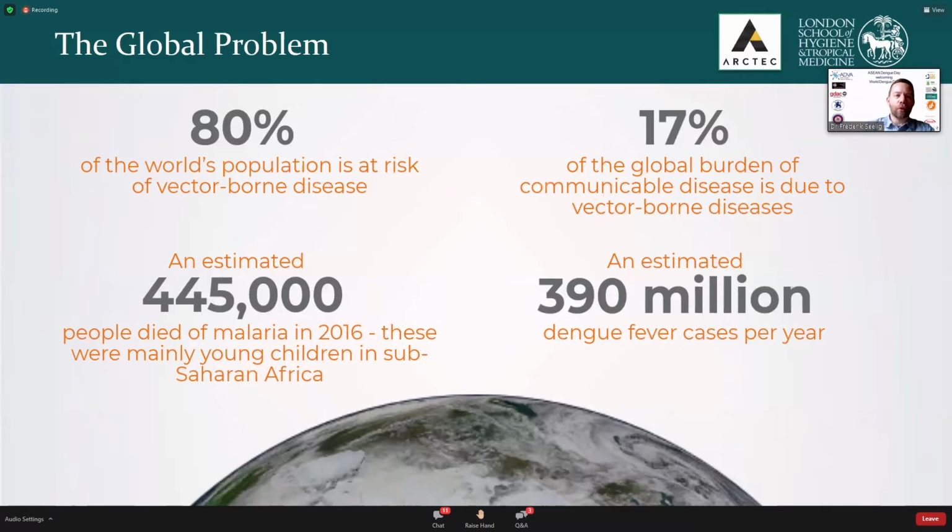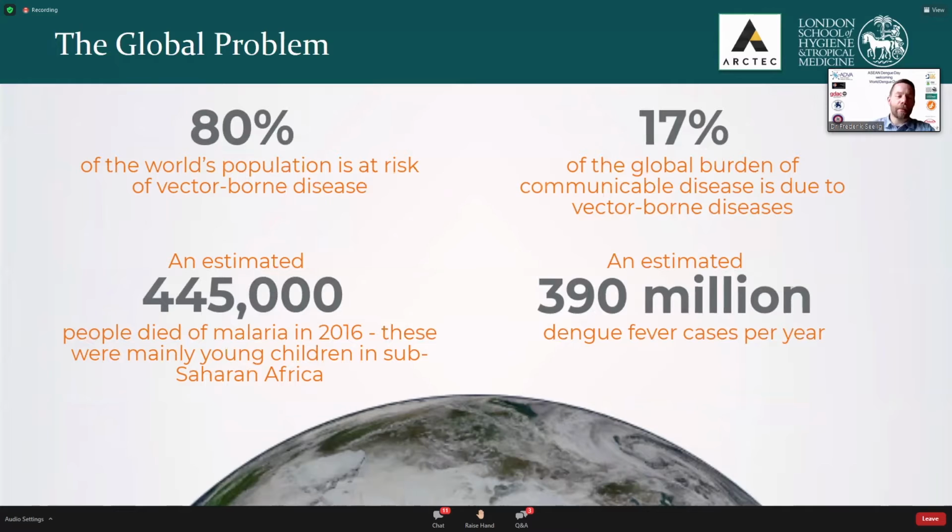Just to reiterate the problem, over 80% of the world's population is at risk of at least one vector-borne disease, and 70% of the global burden of communicable diseases is due to vector-borne diseases. And apologies for these slightly outdated figures, but I'm afraid they haven't changed very much since we used them last.